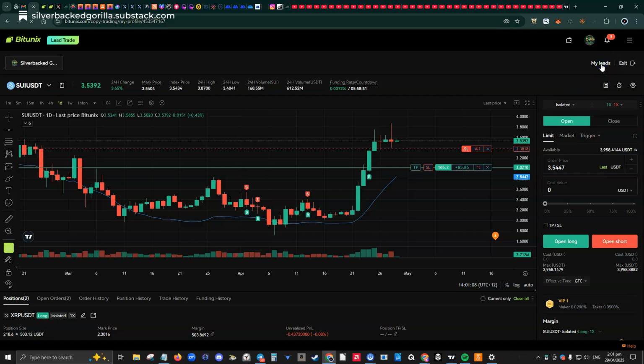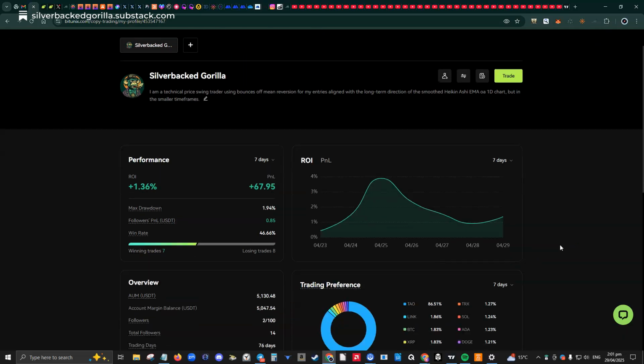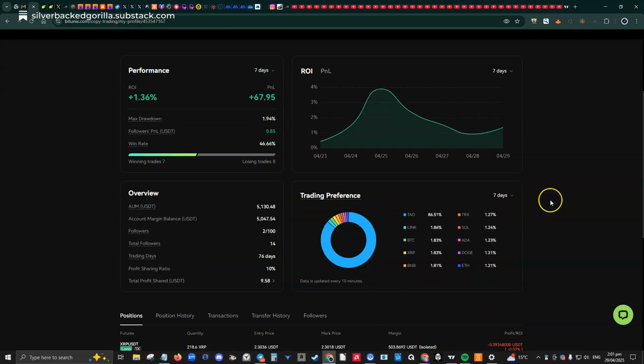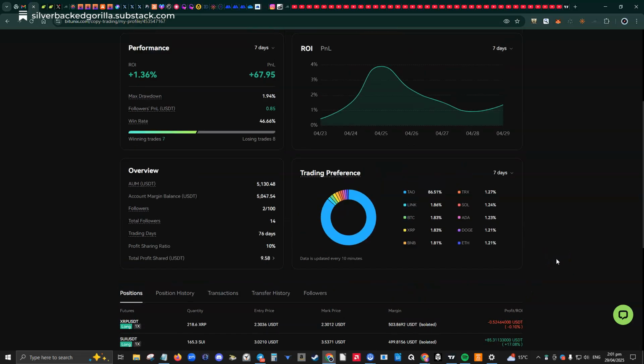Okay. So yeah, the last 7 days, the new 7-day rolling balance is 1.36% on the account. And here's our two current positions we've got running here.